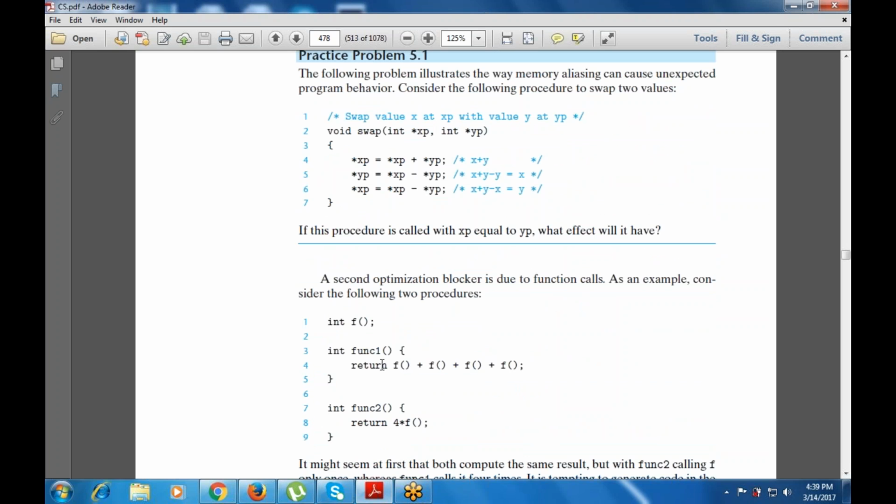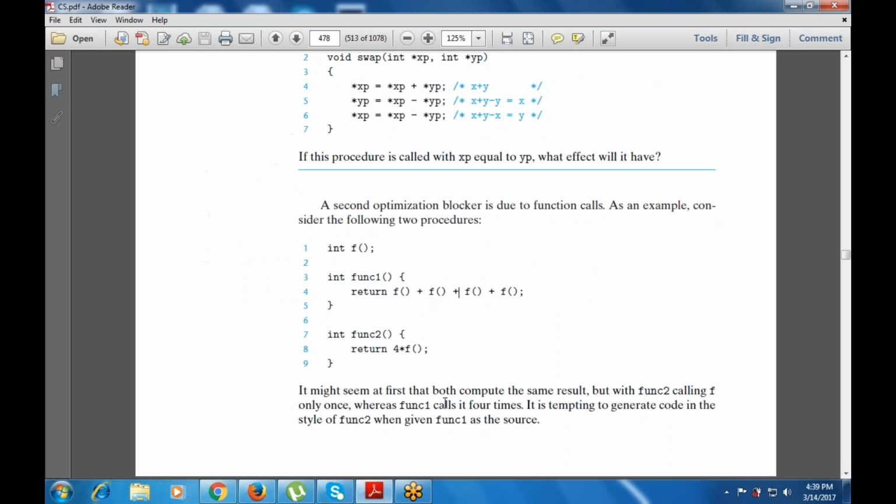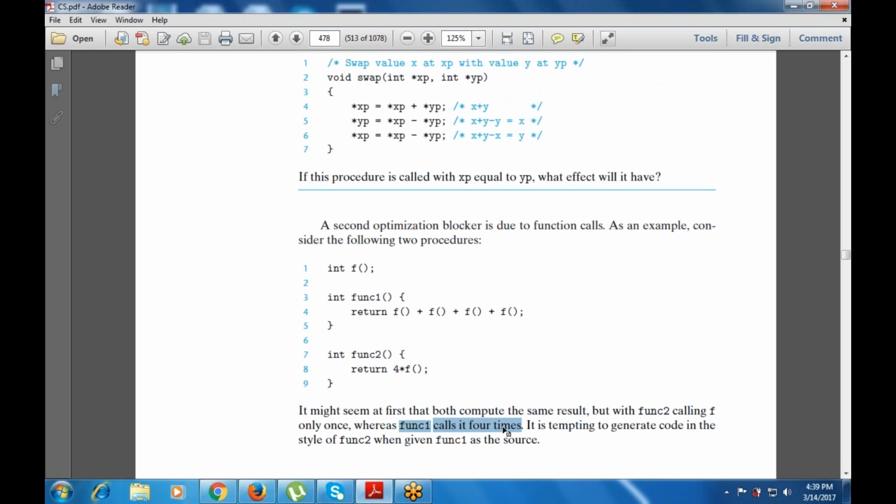Now this is a function that returns a value. This is int func2, return 4 times f. Here, this is used for the optimization blocker of function calls, which considers two procedures: func1, return f, and func2, return 4 times f. We are either summing up, or using multiplication, that is 4 times the function. It might seem that at first both compute the same result, but func2 calls f only once, while func1 calls it 4 times.